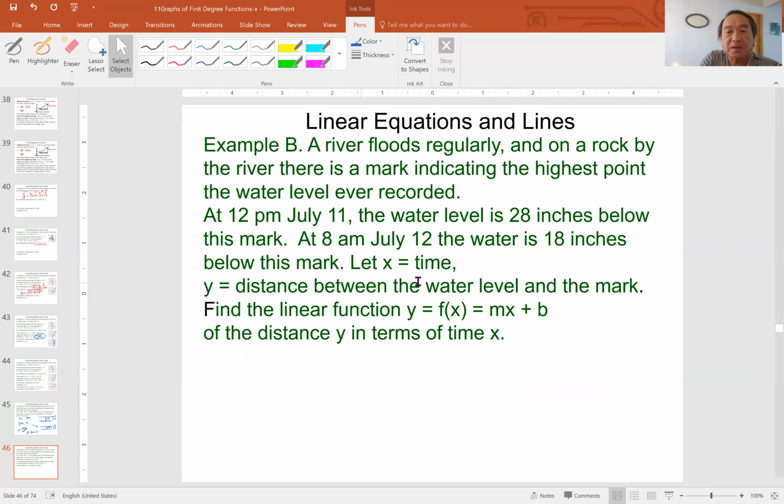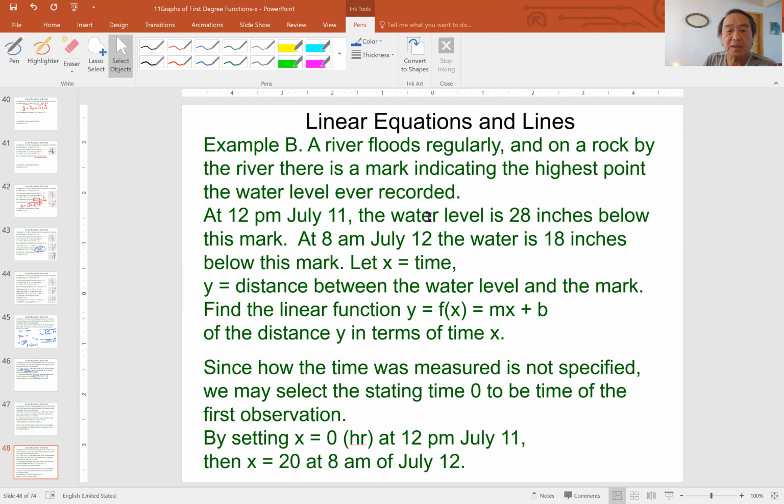x is the time, y is the distance between the water level and the mark, and we want to find the function that tells me the distance depending on the time. A couple of things we can do. The first thing, which is general in science: the time on your clock is 12 o'clock, 8 o'clock, but when you do this equation and calculation, I can reset my clock to 0, and at 8 o'clock the next day, that's 20 hours later, 12 hours plus another 8. So instead of calling them 12 and 8, I will set them to be 0 and 20. First, adjust the time, so it makes the calculation a lot easier.